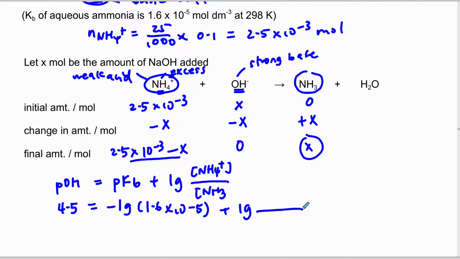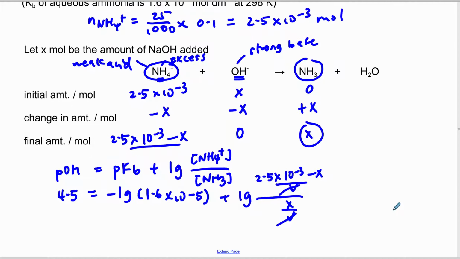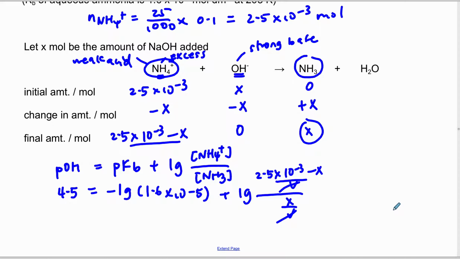So the concentration of ammonium is actually 2.5 × 10⁻³ minus X. I just divide by the volume to get the concentration. The ammonia will be X over the volume. But notice the volume will just cancel out. So you have an equation with only one unknown. Try to solve it, and X will turn out to be 0.00166 moles.